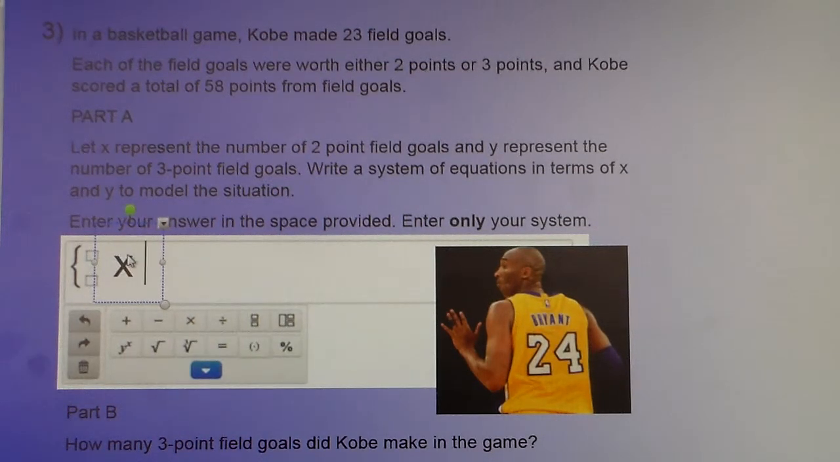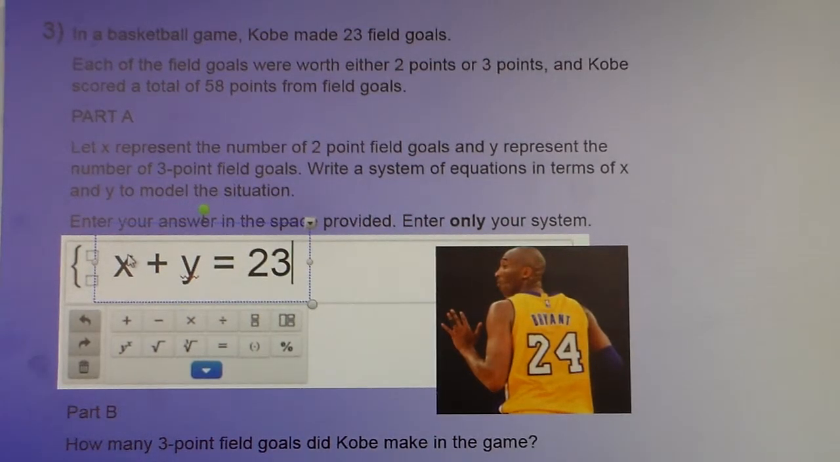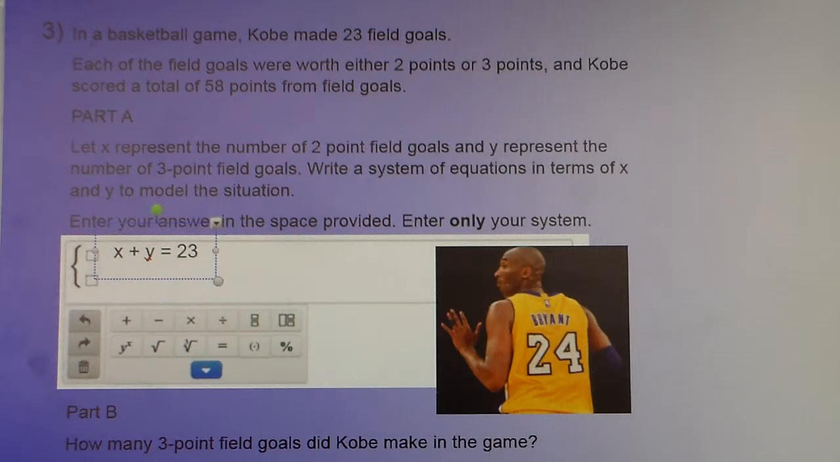So the X for 2-pointers, we don't know how many 2-pointers there are, plus Y for the 3-pointers. The 2-pointers plus the 3-pointers get you a total of 23 shots. That's how we get that first equation. Let me take that first equation and put it in right there.